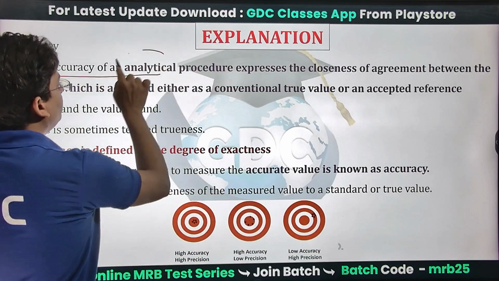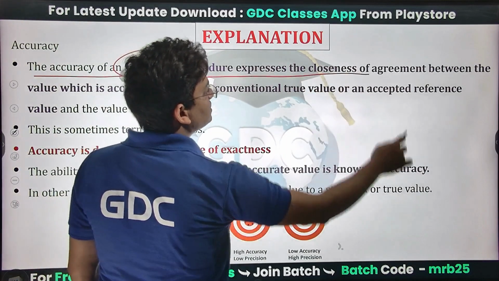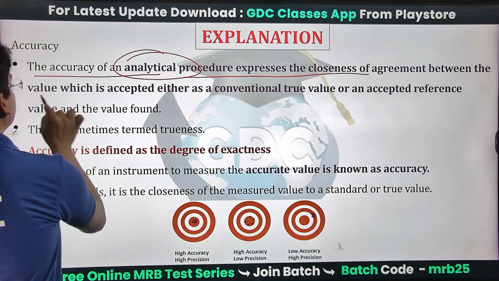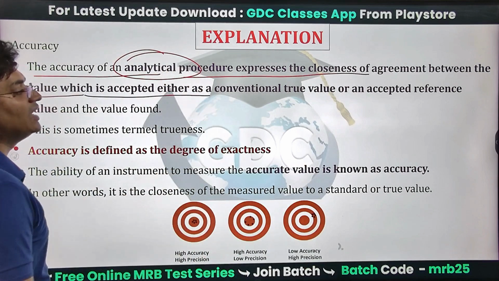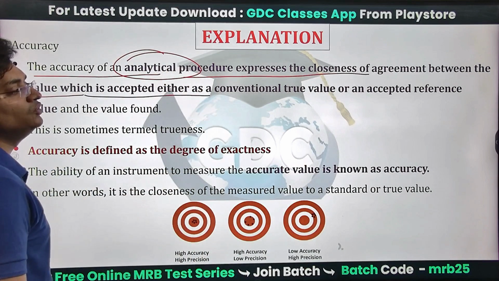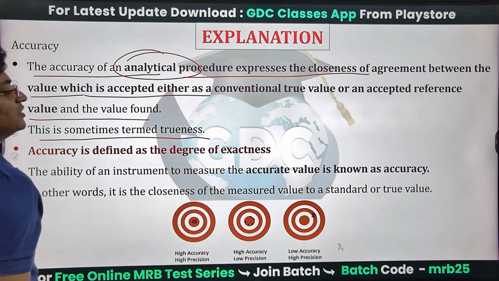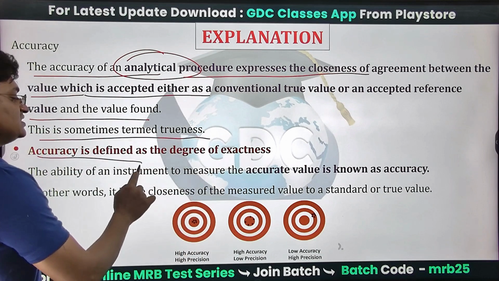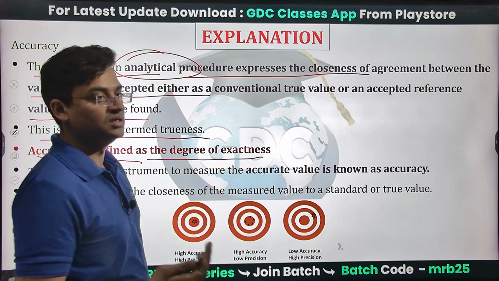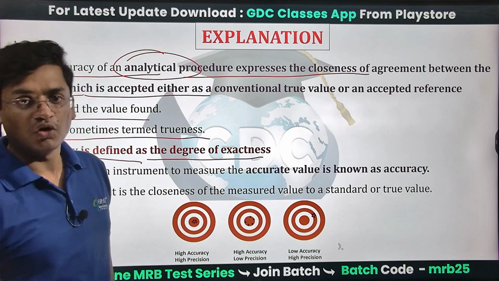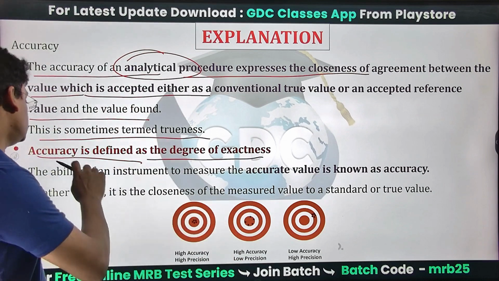The accuracy of any analytical procedure expresses the closeness of agreement between the value which is accepted either as a conventional true value or an accepted reference value and the value found. This is sometimes termed trueness. Accuracy is defined as the degree of exactness. So how close your result was to your true value is known as accuracy.